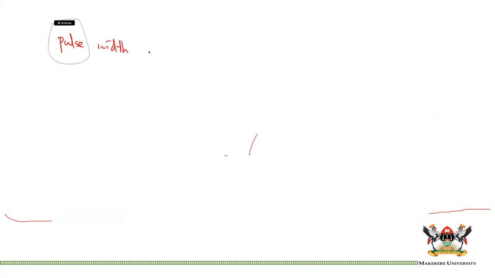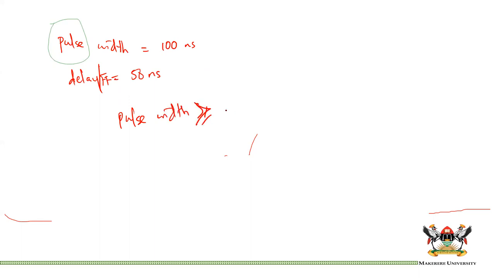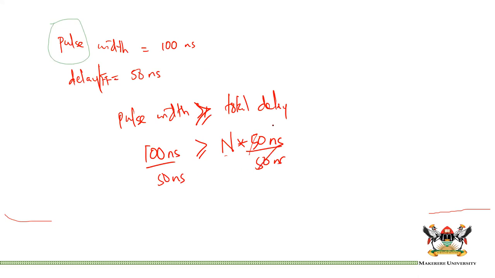So for instance, pulse width is equal to 100 nanoseconds and delay is 50 nanoseconds. Now we can say that, because we want pulse width, this is delay per flip-flop, because we want pulse width always to be greater than or equal to total delay, that means that our 100 nanoseconds should always be greater than N times TPD per flip-flop, which is 50 nanoseconds.